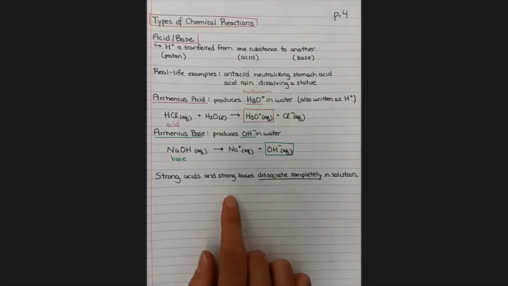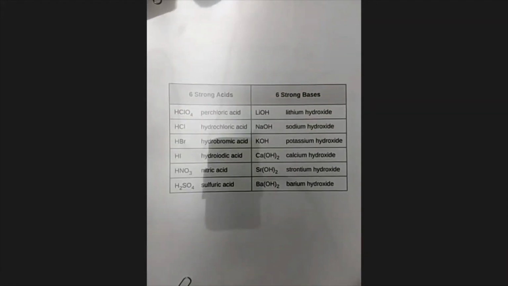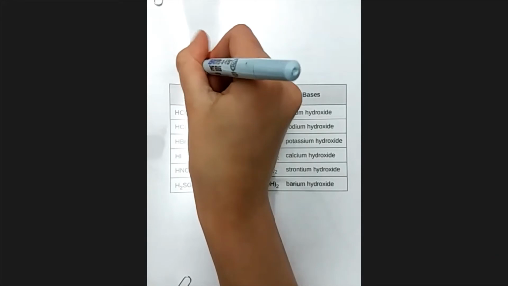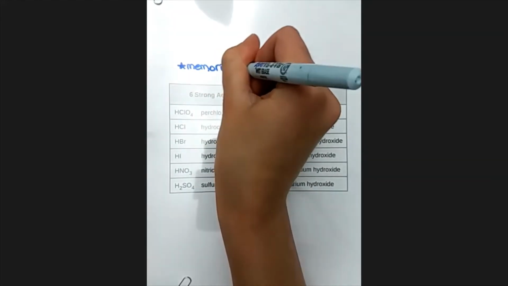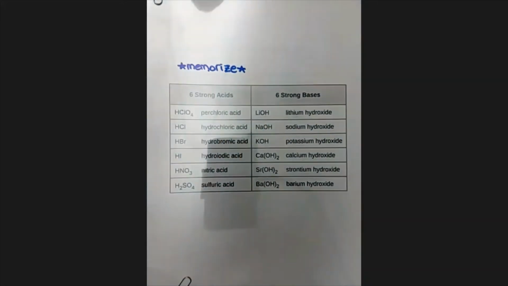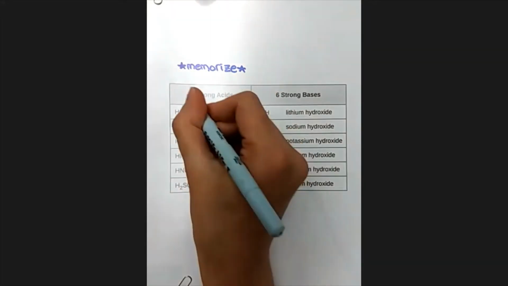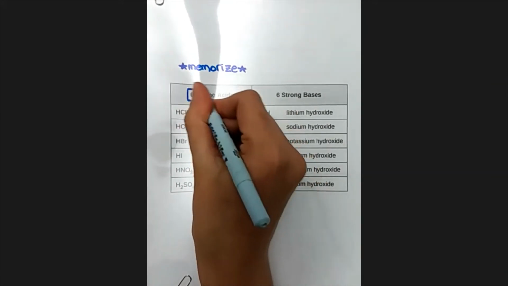And we care so much about these compounds that we actually have a list of them. And this is a list that I'm going to ask you to memorize. In order to speak the language of chemistry, you need to know how to write the formula for these compounds, the name of the compounds, and to be able to identify them as strong acids or strong bases. So there are 6 strong acids. You'll want to write these down in your notes.